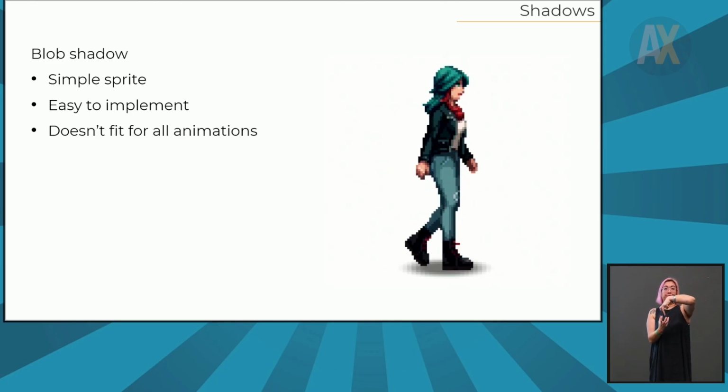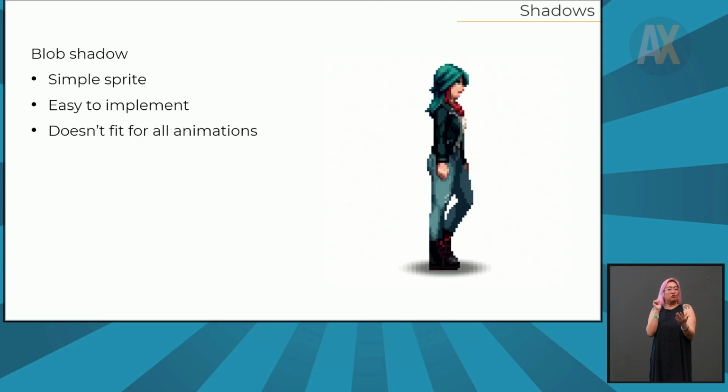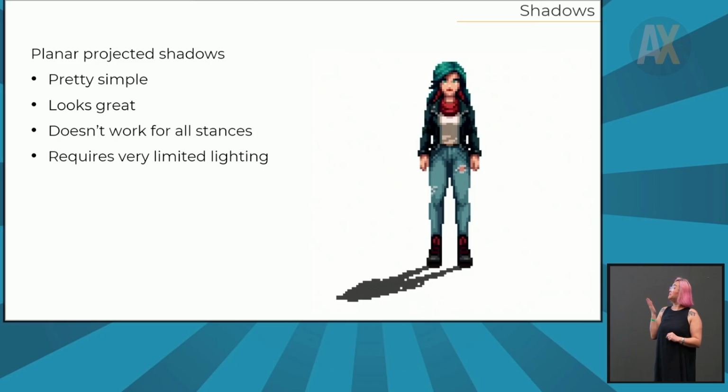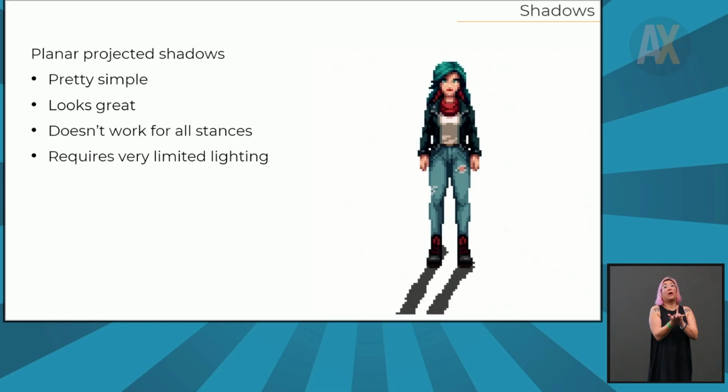So I wanted a way for a shadow that changes as the character's sprite changes. One solution to this is using what's called a planar projected shadow. And Octopath Traveler does this, I believe. You take the current sprite, you rotate it, and you squish it a little bit, and then you skew it as well. As you can see, it looks really nice. It does have some issues with certain character stances, but I think that's solvable.